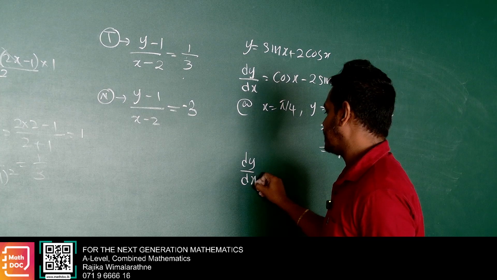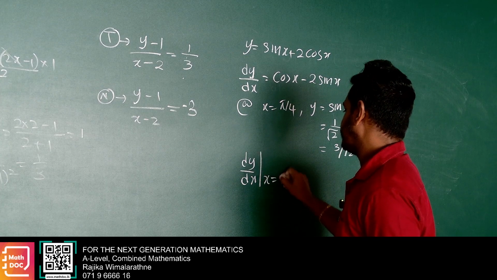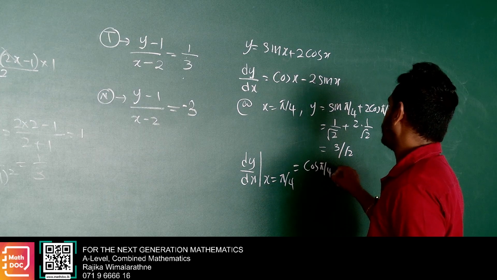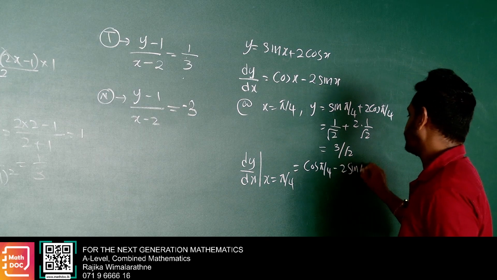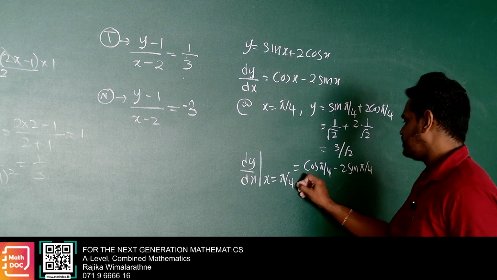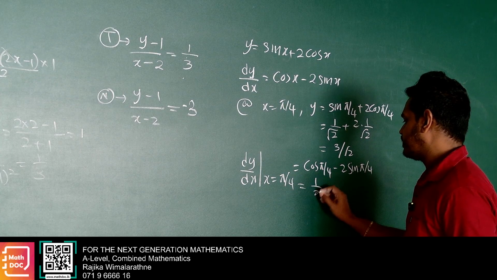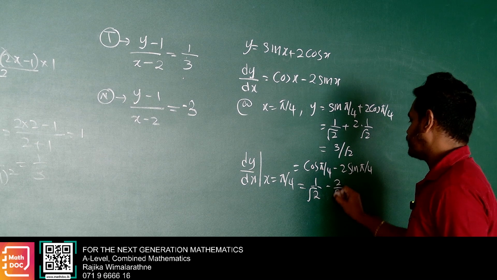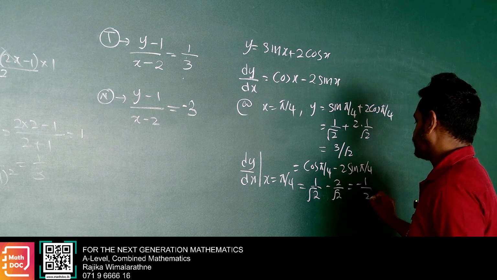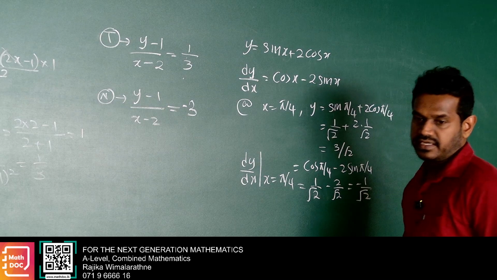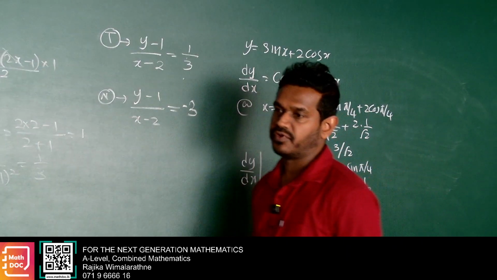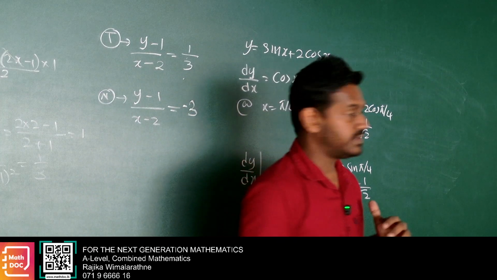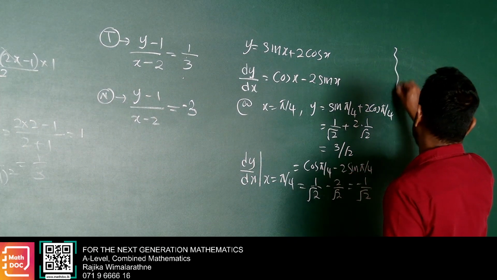Then dy by dx at x equals pi divided by 4 is cos pi by 4 minus 2 sin pi by 4. Here 1 over root 2, 2 over root 2 minus 1 over root 2. Then we know the gradient and the point, no? We know the gradient and the point. Then you find the equation.